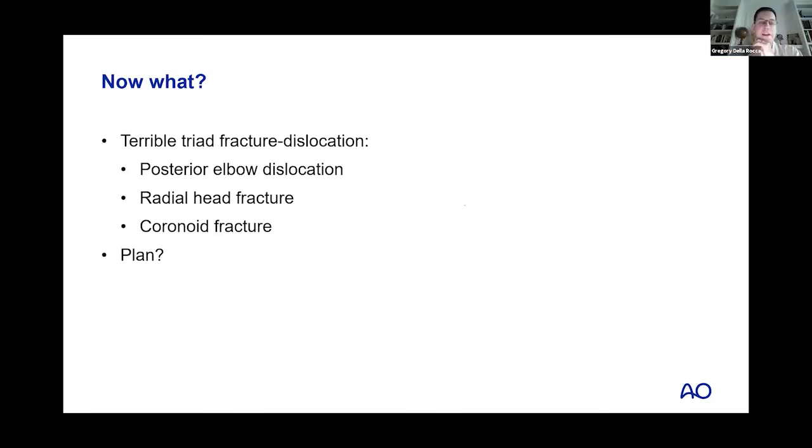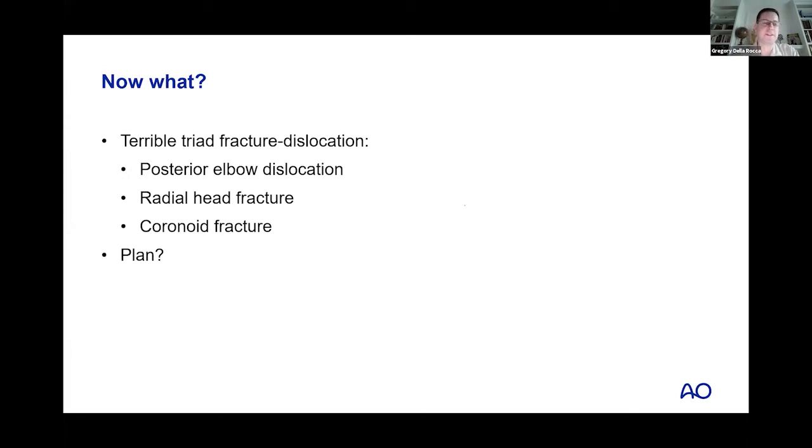So it turns out that this guy's coronoid fracture was a small single fragment tip of the coronoid fracture. His radial head fracture was one large fragment that you could see that was displaced. And then there was impaction at the radial neck of the remainder of the head. And there were a couple of other small fragments that existed. So what would the plan be then?